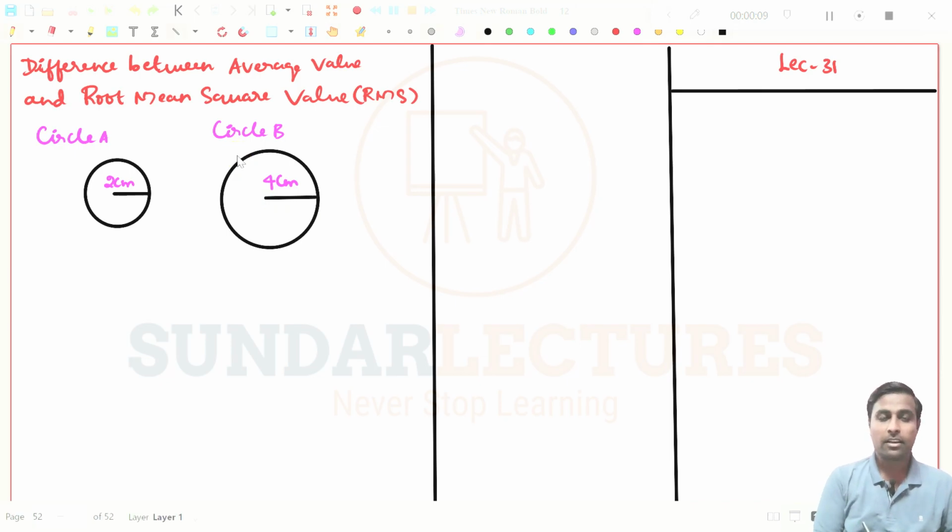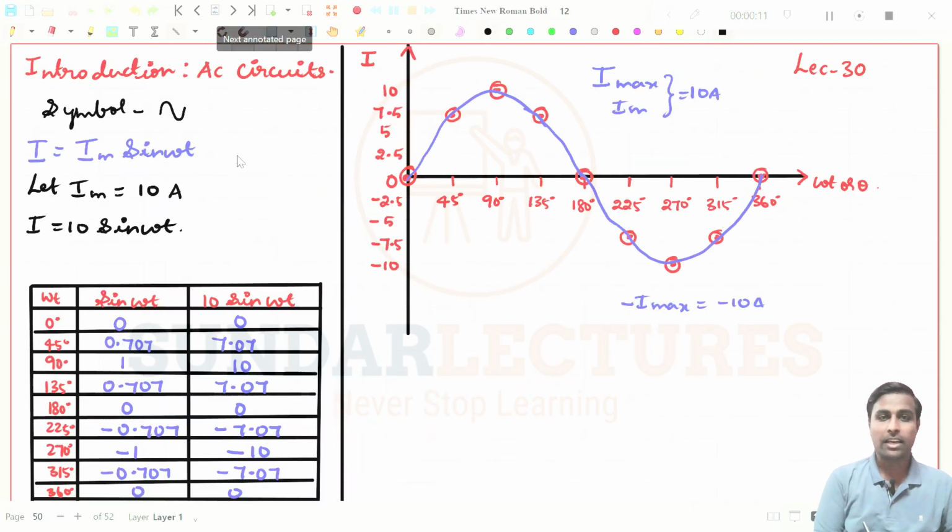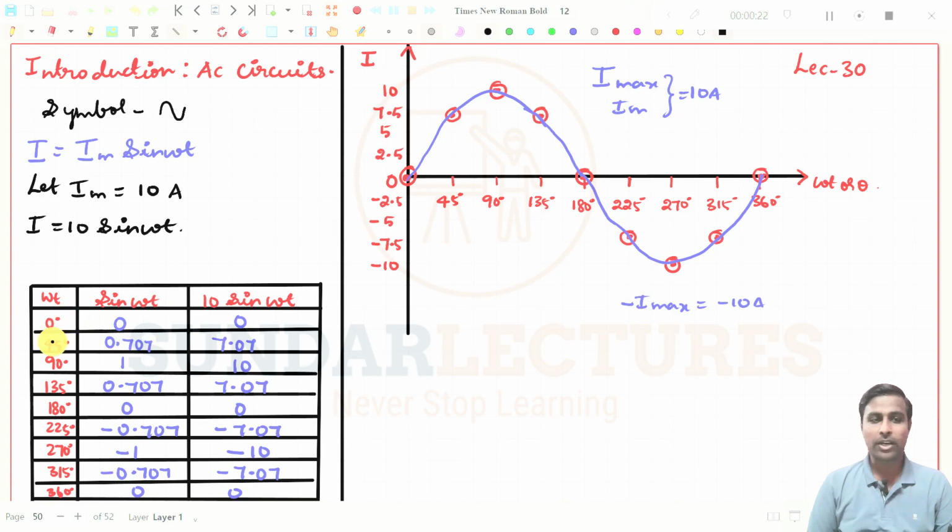This is lecture number 31, and what are all the topics we have seen in the last class? In the last class, we took I is equal to Im sin omega t, and for Im we took 10 amperes, and for omega t we substituted different angles, from 0 degree to 360 degree with 45 degree split ups, and we drew this graph. This 10 is a peak value, that means the maximum value. You can see that this 10 amperes comes from Imax.